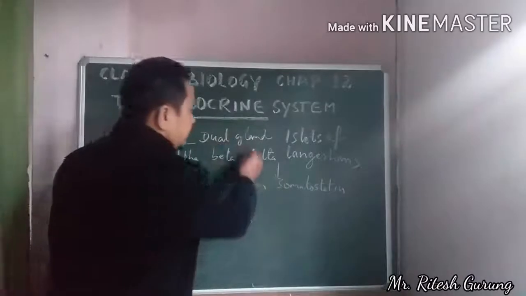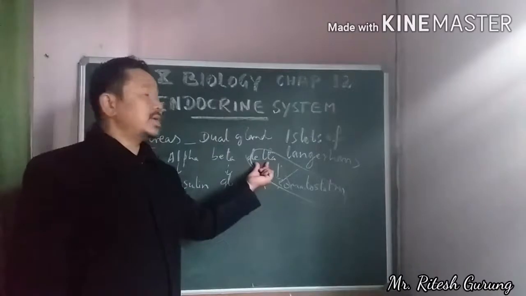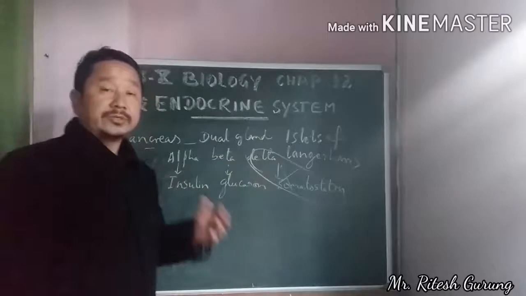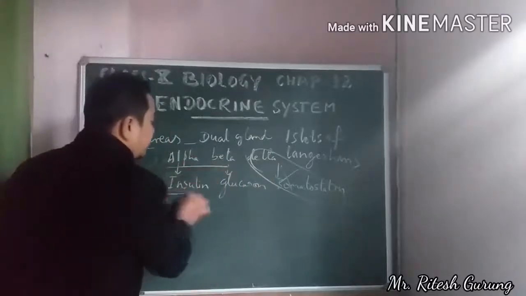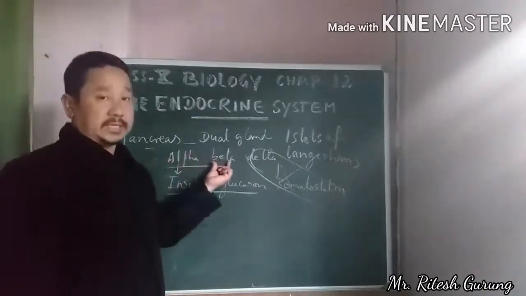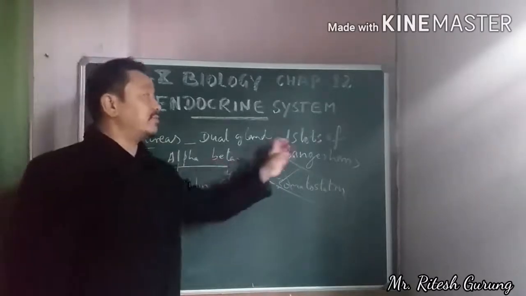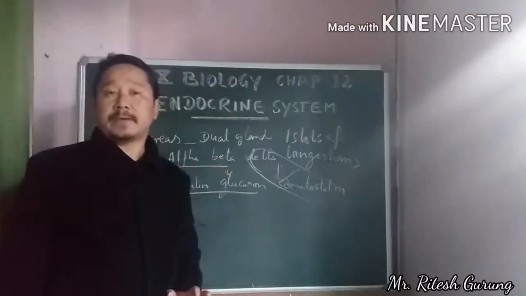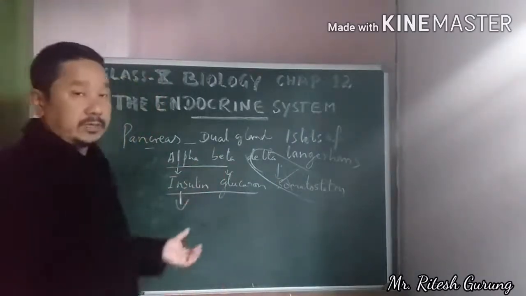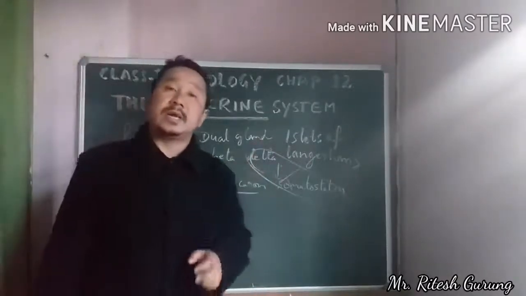In our syllabus, this is not there. This somatostatin produced from delta cells of islets of Langerhans is not there. So in our syllabus, we have these two different kinds of hormones produced from alpha cells and beta cells respectively. That means insulin from alpha and glucagon from beta cells of islets of Langerhans. Now we'll talk about this insulin. Insulin, as I've told you, is produced from the alpha cells of islets of Langerhans.